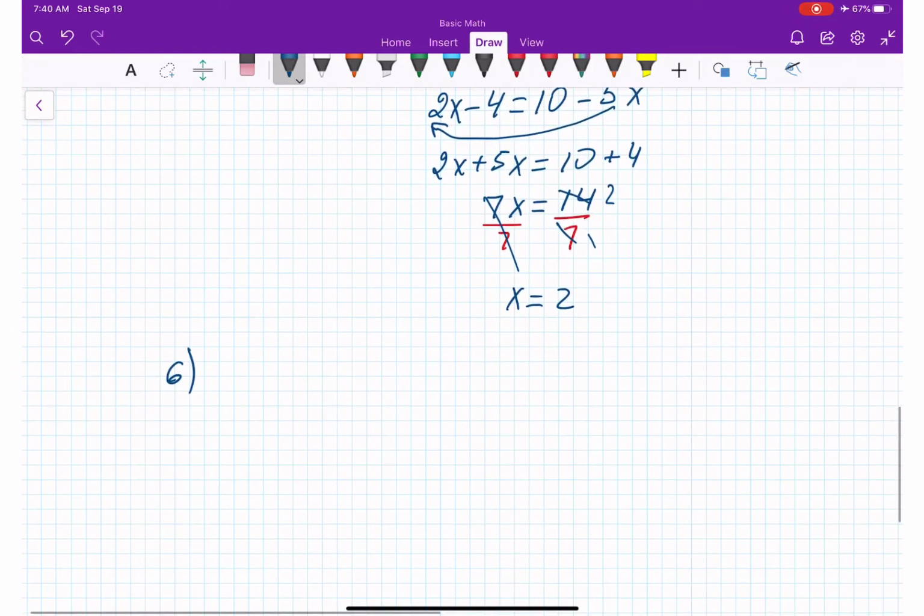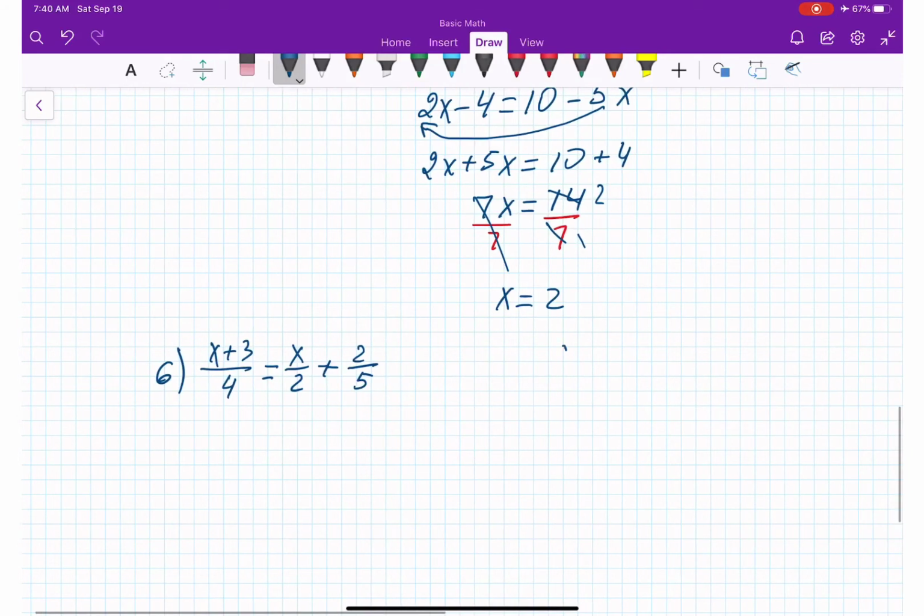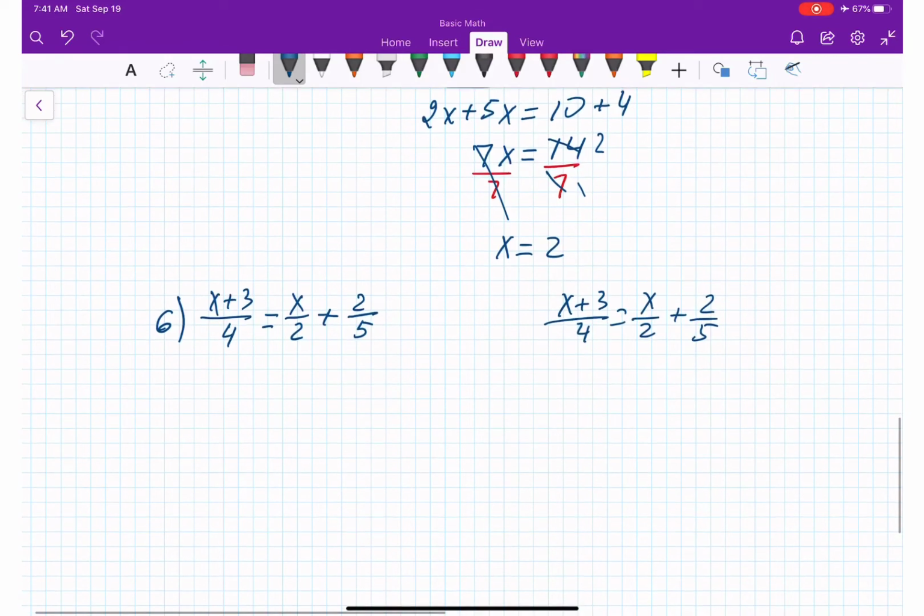Question number 6. x plus 3 over 4 is equal to x over 2 plus 2 over 5. Okay. So 4, 2, and 5. What is the common denominator? It's going to be 20. Because no number below that is divisible by 4, 2, and 5. Only 20 you can divide. The smallest number which you can divide by 4, 2, and 5 is 20. Okay, 20. 4 multiplied by 5, which means here also multiplying by 5.